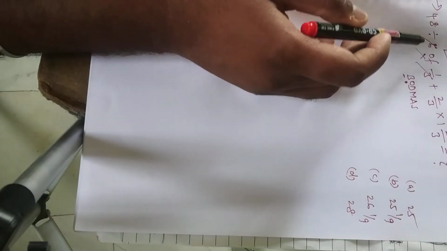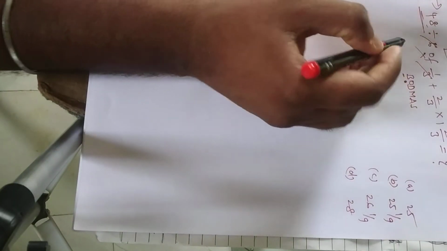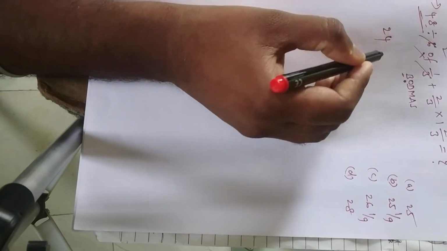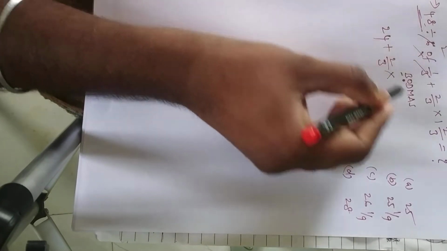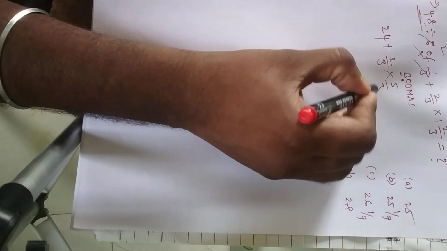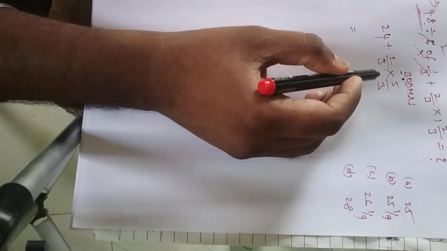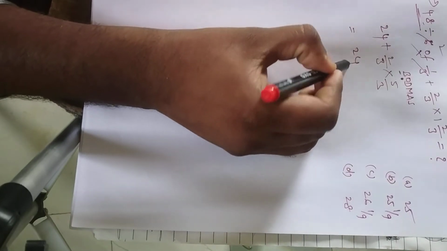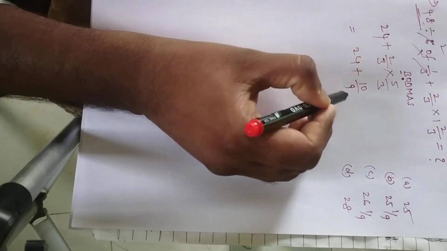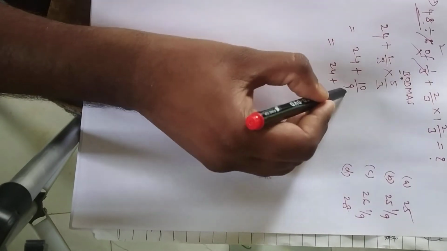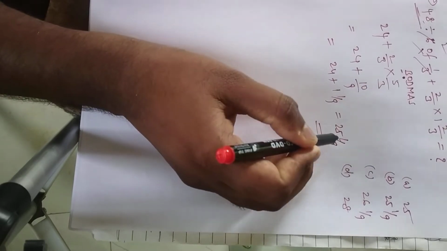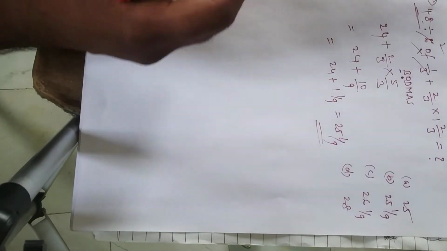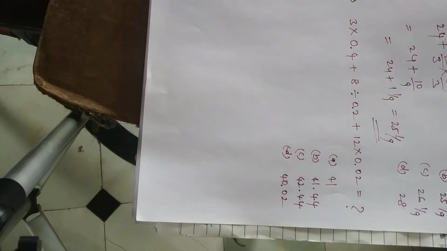Next preference should be given to division. 48 divided by 2, 24. So 24 plus 2 by 3 into 5 by 3 is nothing but 24 plus 10 by 9. 24 plus 10 by 9 is nothing but 25 1 by 9. It is the same problem we discussed. Again I am revising so that you will understand, right?